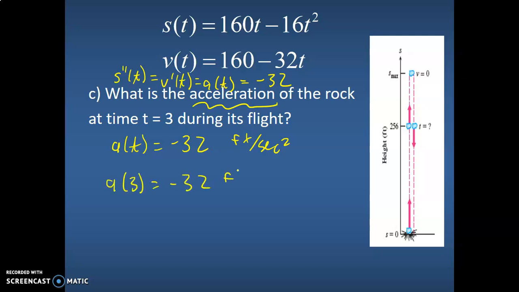The acceleration is always negative 32 feet per second squared. And this is also known as gravity. But in this particular problem, the time does not matter. The acceleration is always the same. The second derivative of a quadratic is a constant. So negative 32 feet per second squared.